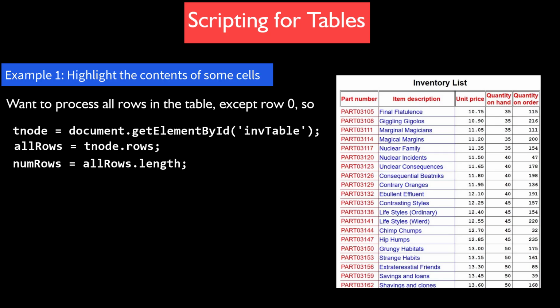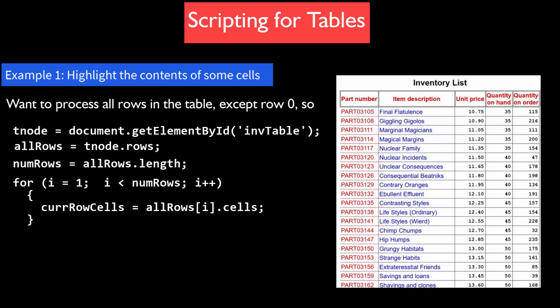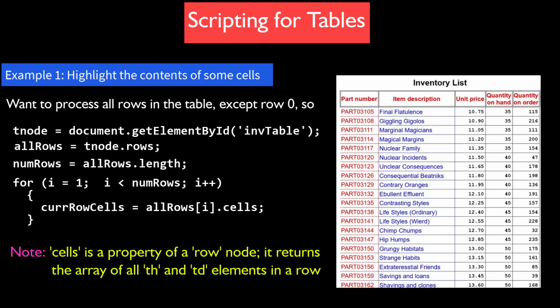Now to step through all the rows then, we will use a construct like this. For i equals 1, i less than numrows, i plus plus. And then braces, which has the code to handle the current row. Note we start with the second row, row 1, and step through the array of rows, allrows, stopping when we've processed all the rows. Now we can find out all the cells, that is TD and TH elements in a row, by using the cells property. curRowCells equals allrows[i].cells. Cells is a property of a row node. It returns the array of all TH and TD elements in a row.